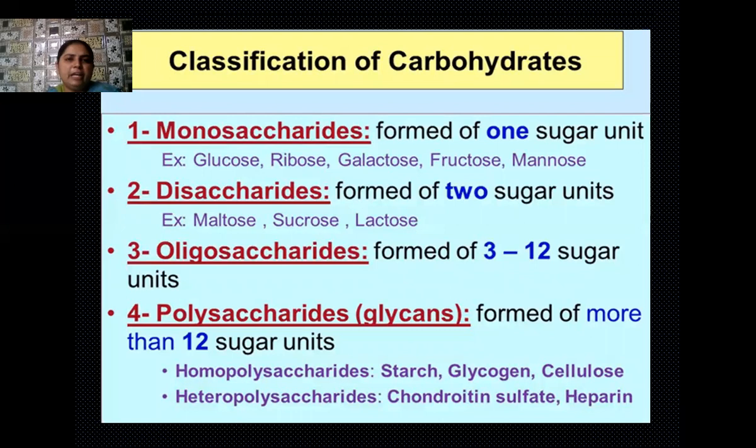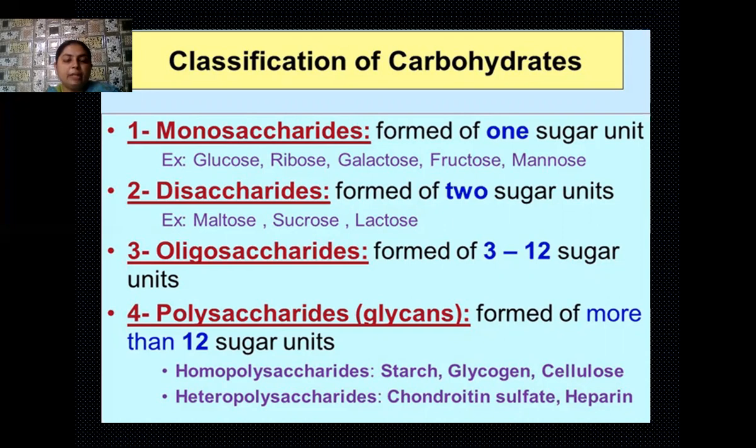Yes, students, here we are going to discuss the classification once more. The monosaccharides are those carbohydrates which are made up of one sugar unit. Many examples are there: glucose, ribose, galactose, fructose, and mannose. Disaccharides are made up of two sugar units, such as maltose, sucrose, and lactose. Oligosaccharides are formed of 3 to 12 sugar units. And polysaccharides are the complex type of carbohydrates which have monomeric units or sugar molecules more than 12.